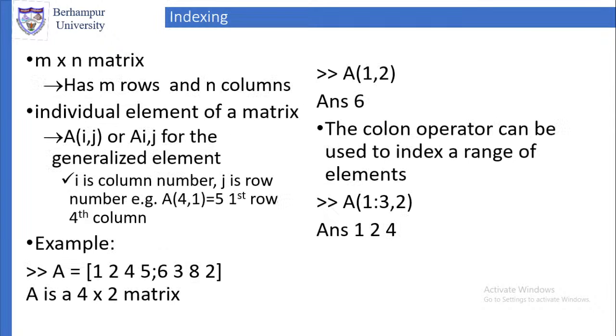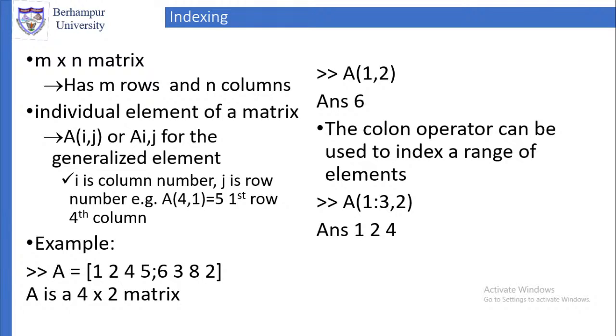Now let us come to the indexing, which is important and which you should be very careful when you are using matrices. An m cross n matrix has m rows and n columns. We are saying this repeatedly. Individual elements of a matrix are written as Aij or A(i, j), within the circular bracket. That represents the generalized element in the matrix.